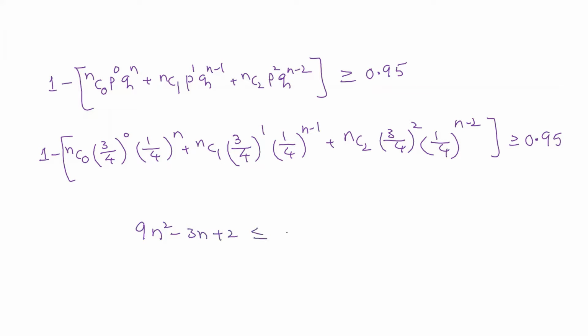If you simplify this expression, we are going to get 9n square minus 3n plus 2 has to be less than or equal to 0.05 times 4 raised to n times 2. So that will be 9n square minus 3n plus 2 less than or equal to 4 raised to n into 0.1. Okay, so this is what we are going to get as the condition.